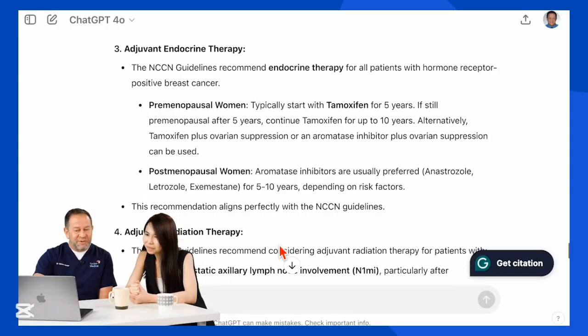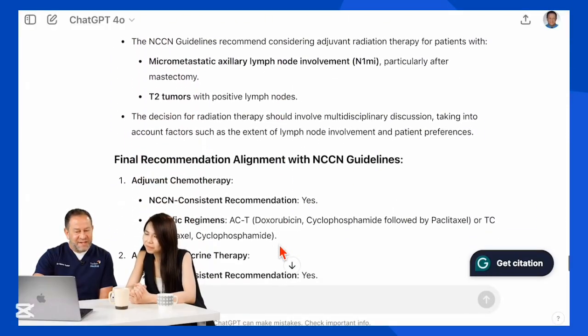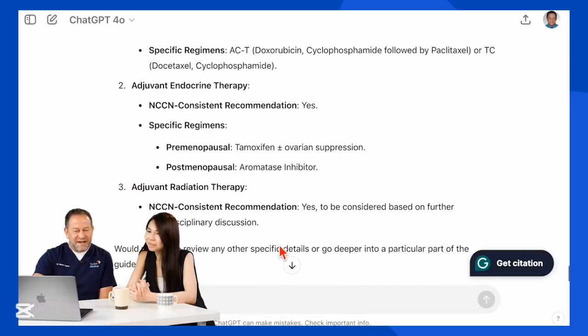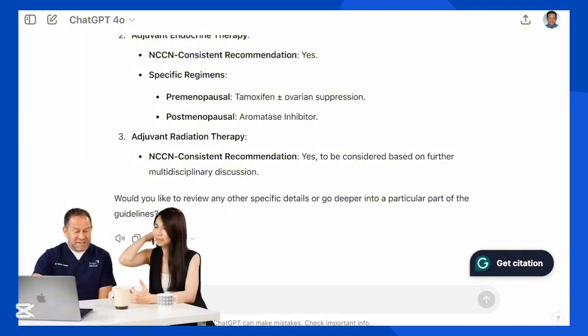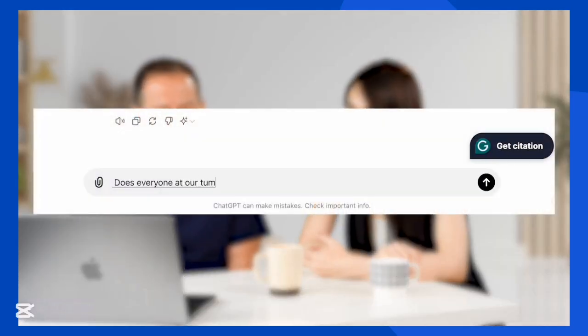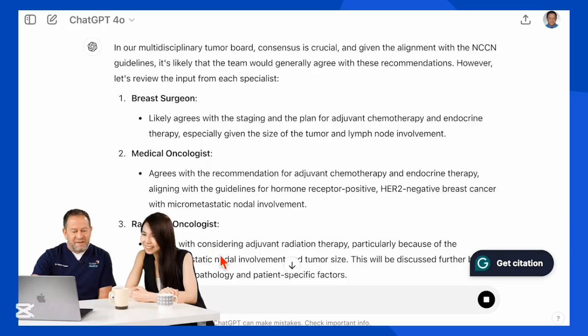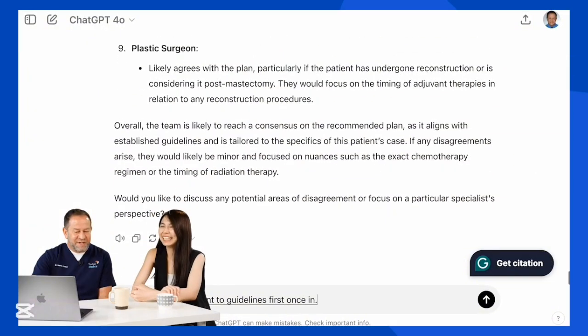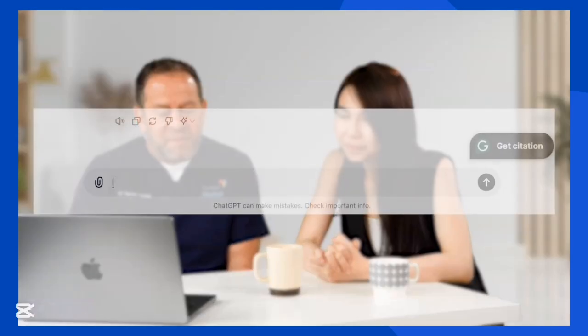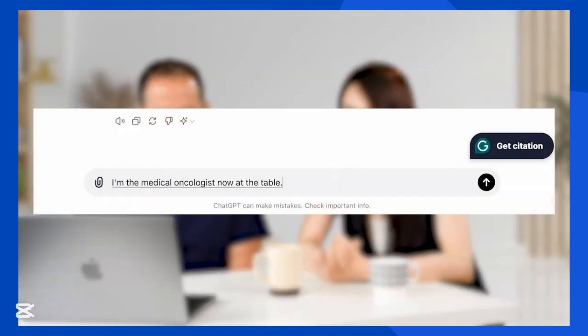So as we scroll through here, definitely it's talking about the NCCN guidelines, it says it's all consistent. Would we like to review other guidelines? Does everyone at our tumor board agree with this recommendation? And yeah, I think because we went to guidelines first, everyone's in agreement. Standard of care. Yeah.